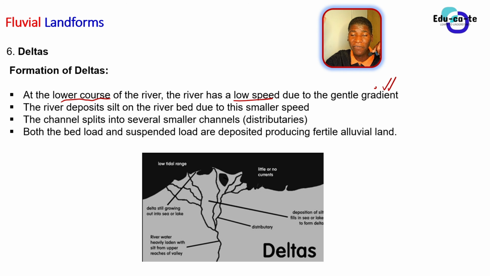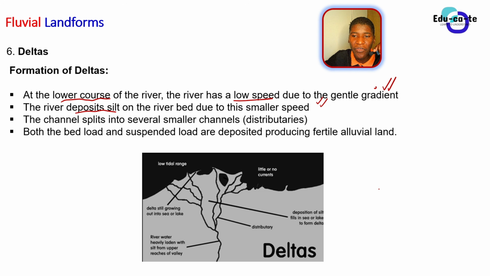Please watch my video on river profile. I've explained what erosion is and the real understanding of it. So the river doesn't have a better carrying capacity because it now has smaller speed. Basically, the river will deposit the material that it's carrying. It will deposit the material that is within the water, right? And when it is depositing it, it deposits it on the riverbed due to this smaller speed.